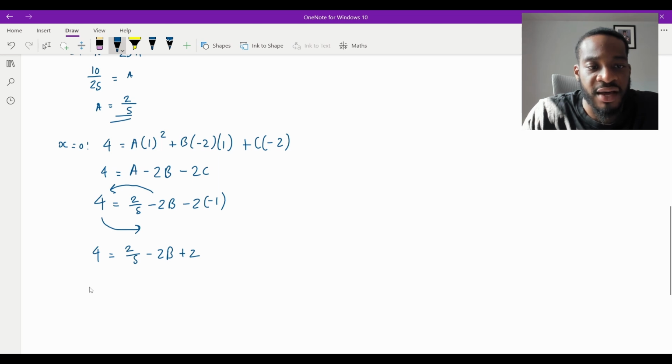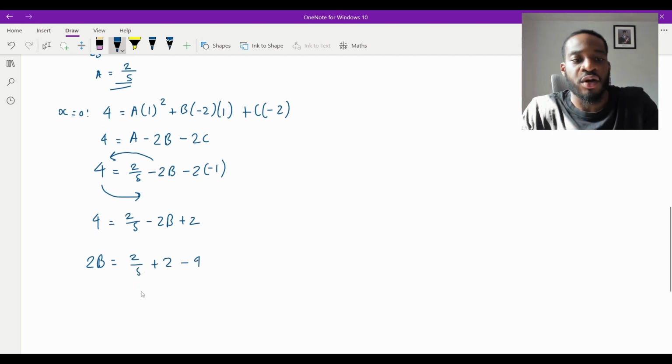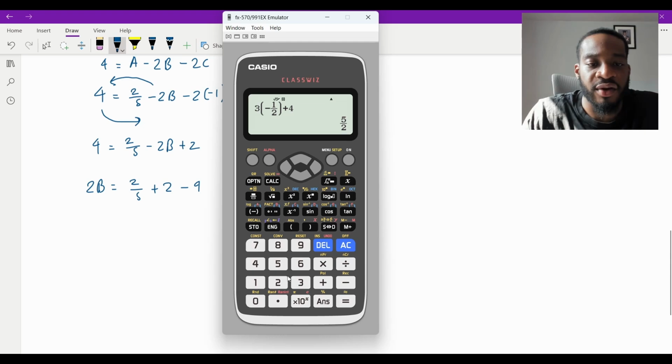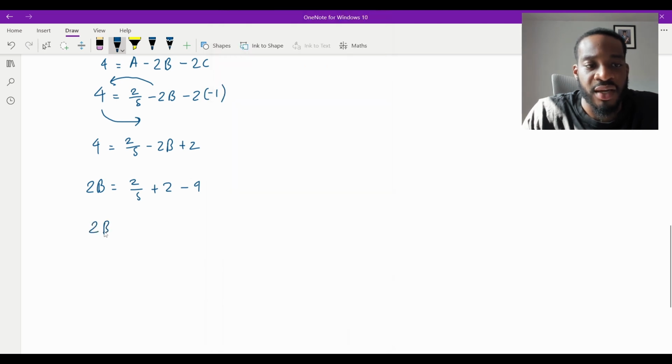So I'm going to move 2b to the left, so it's going to be 2b is equal to 2/5 plus 2 minus 4. So I'll just put that into my calculator so we can do that very quickly. 2 over 5 plus 2 take away 4. That is minus 8 over 5. So 2b is equal to minus 8 over 5. If I divide both sides by 2, then the numerator is going to half, isn't it? So it's going to be minus 4/5.